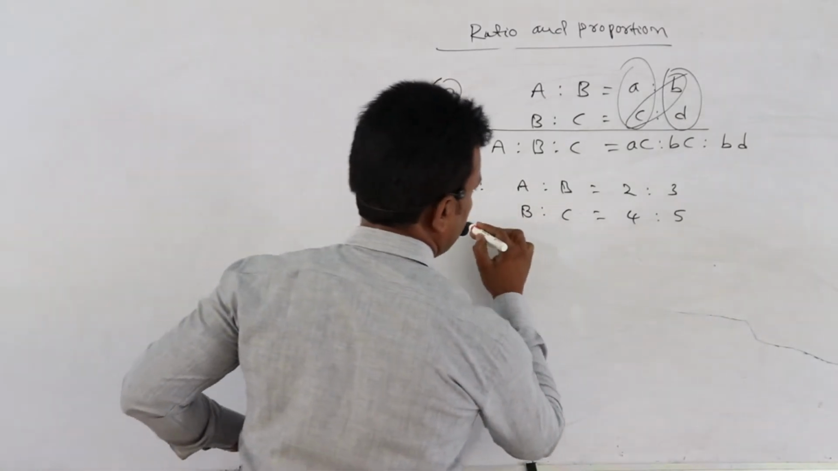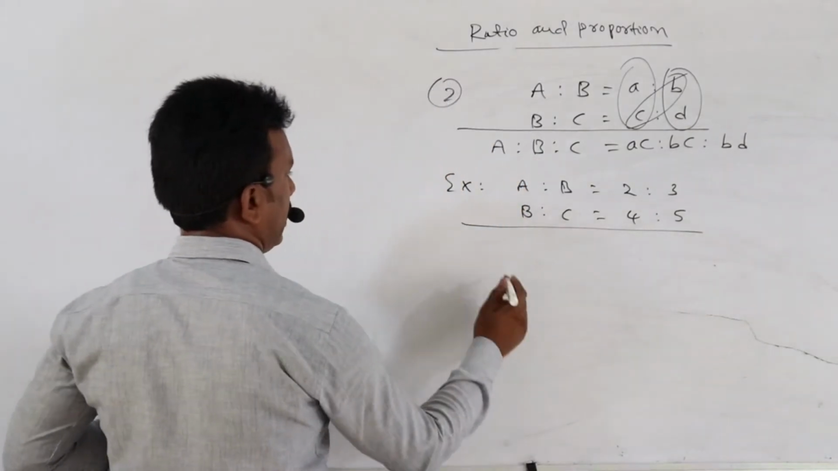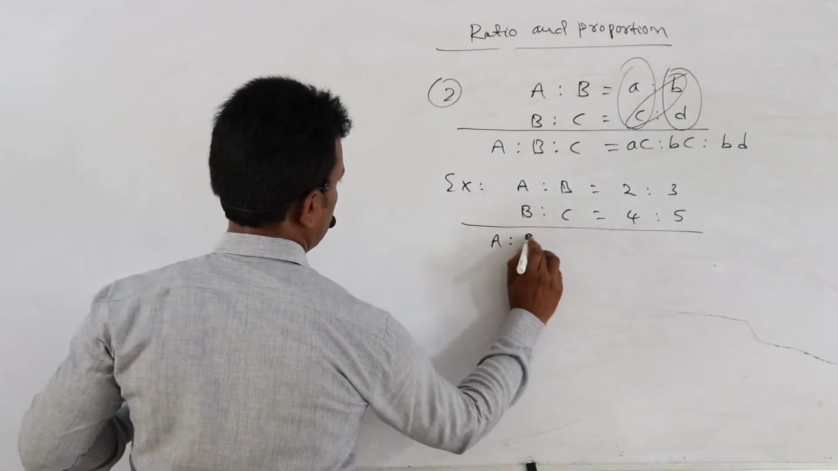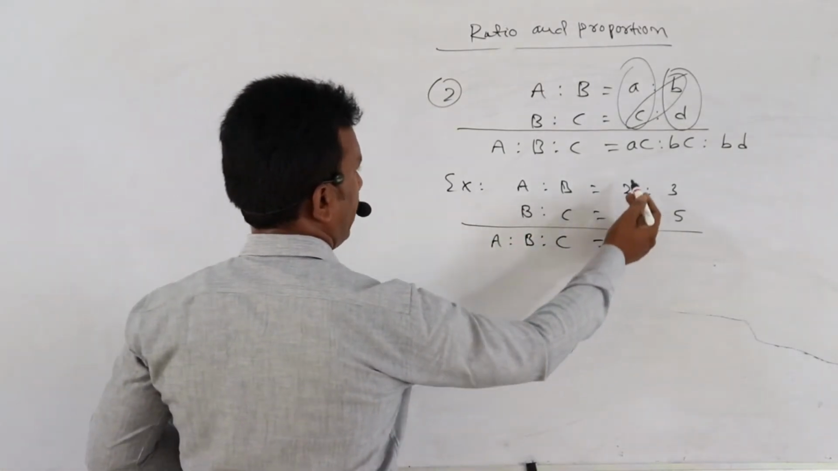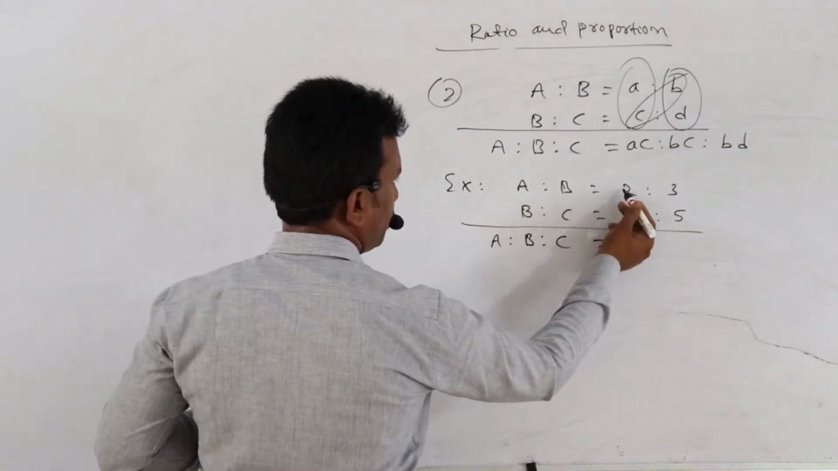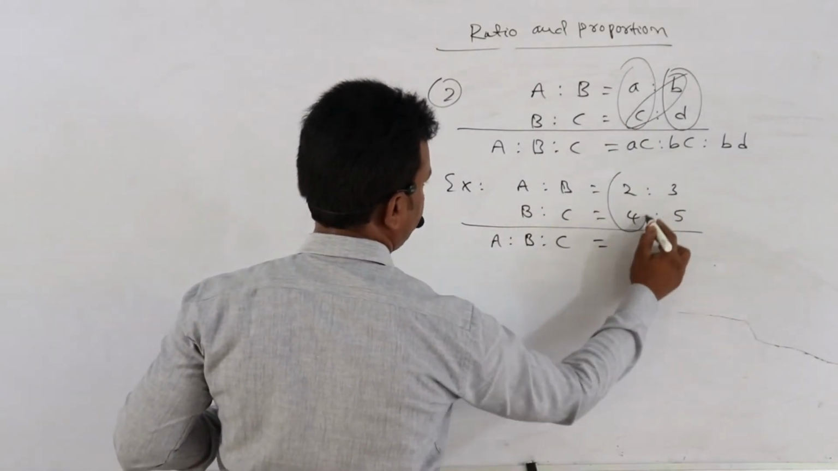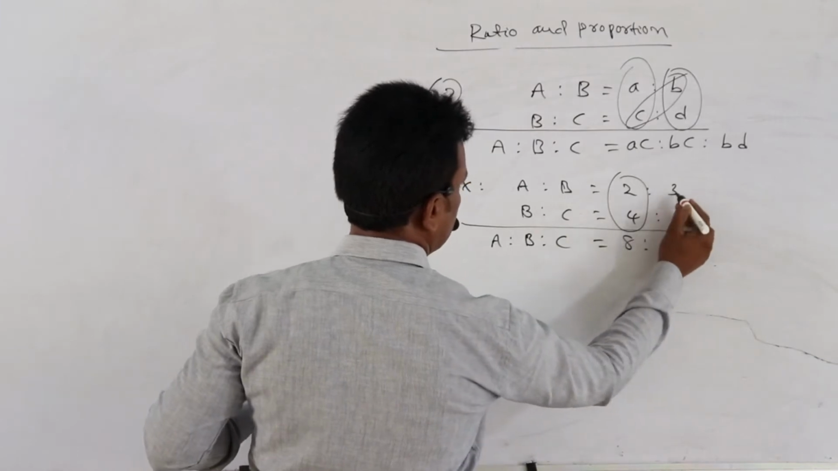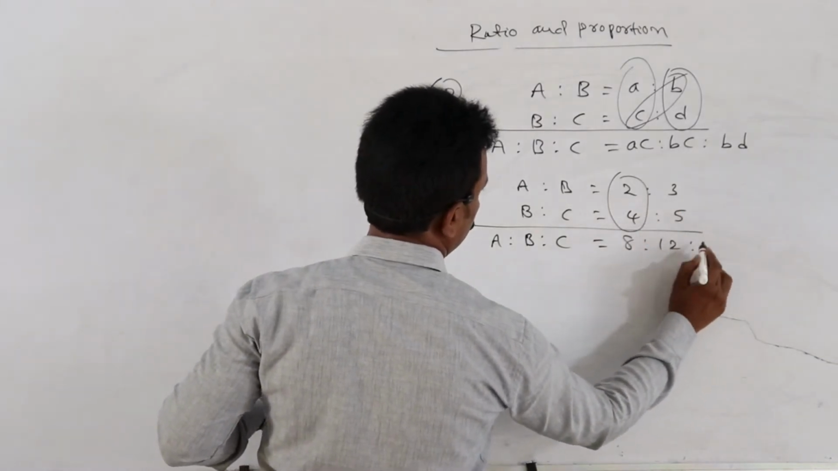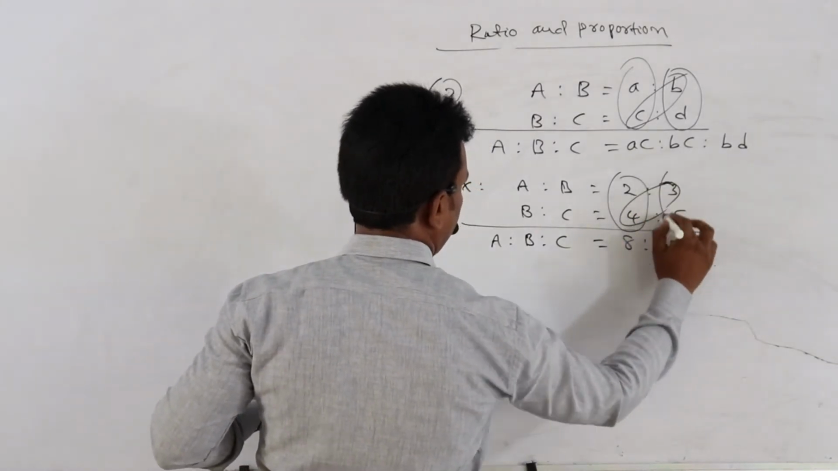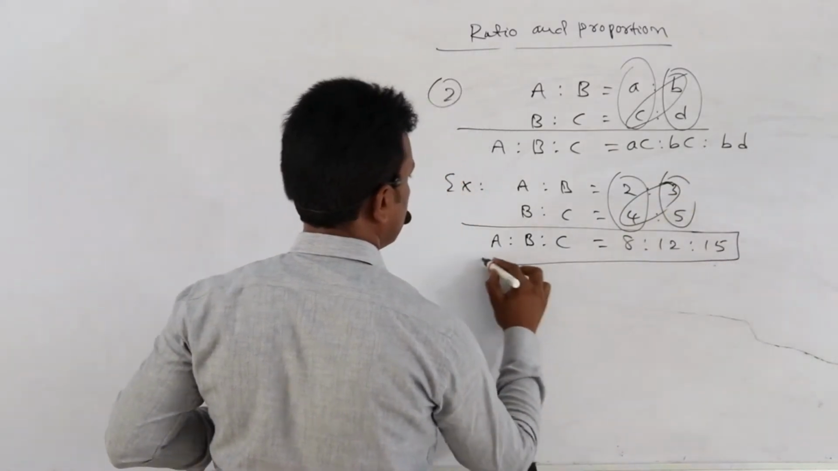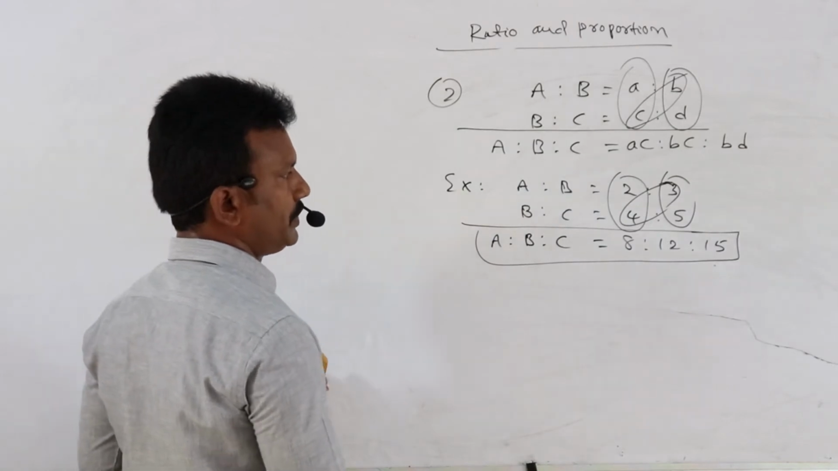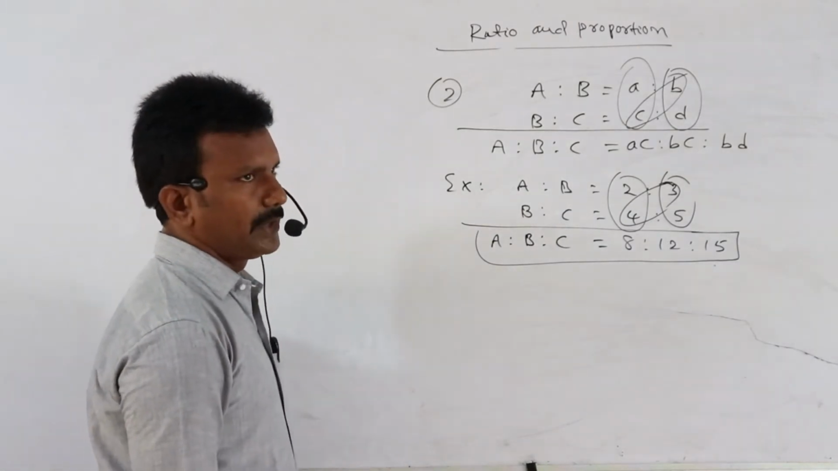So write the ratio A is to B is to C, that is equal to, following a simple shortcut here. 2 into 4, 2 4s are 8, is to 3 4s 12, is to 5 3s 15. So this is our required ratio A is to B is to C.